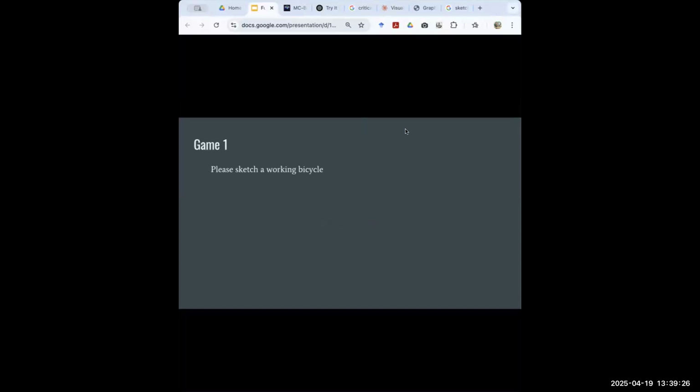So I'll try something simple. I'd like to ask every one of you to draw a sketch of a working bicycle. As simple as it can be, but a working bicycle, so it includes all the components. And when you're done, you can just say +1 in the chat.